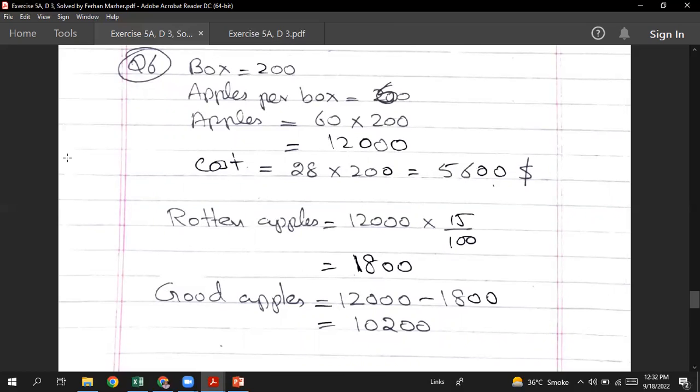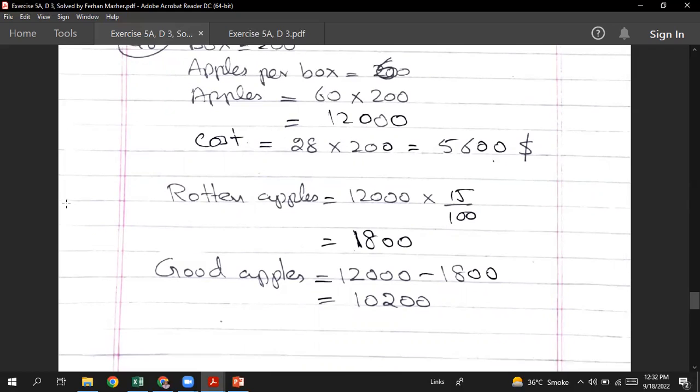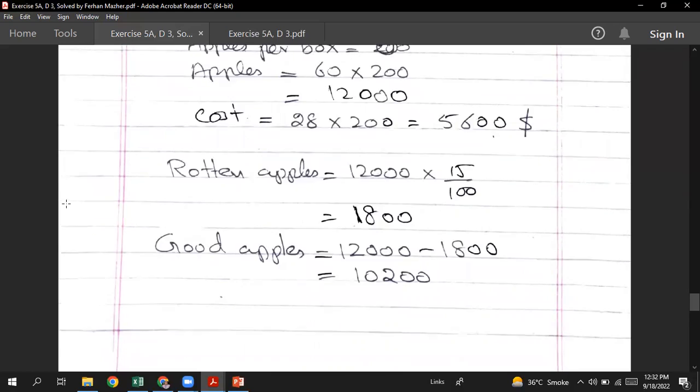Now we'll see rotten apples. 15% of the total apples are rotten. So 15 by 100 multiplied by 12,000 apples. So 1,800 apples are rotten. So how many are the good apples which can be sold? They will be 12,000 minus 1,800. That will be 10,200 apples, which are good and can be sold.